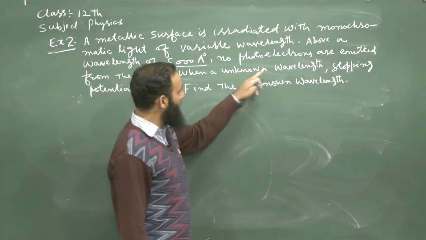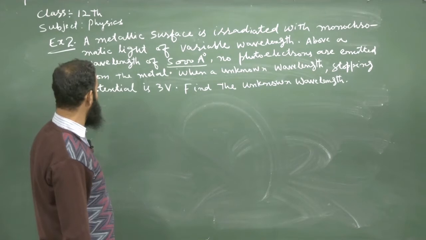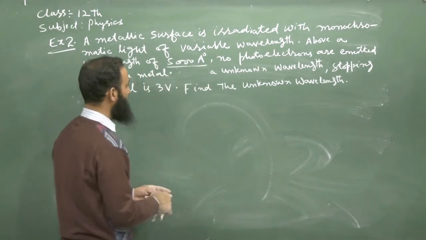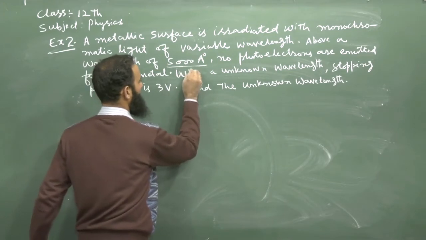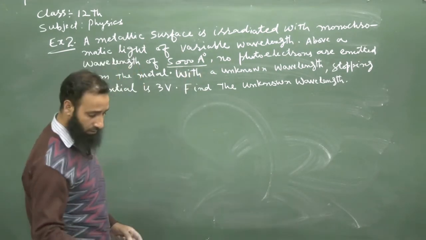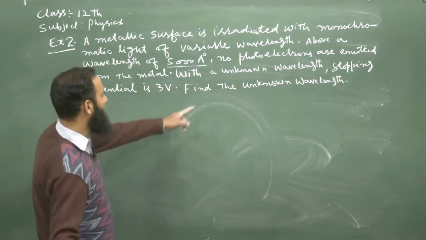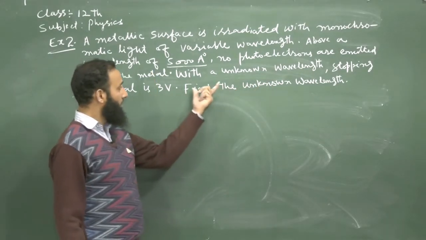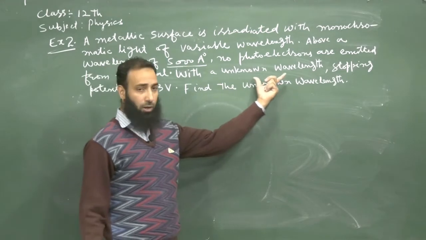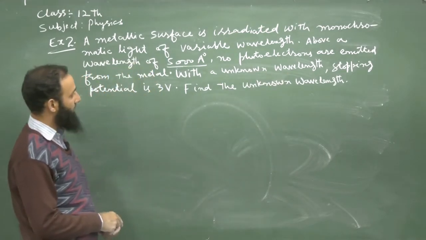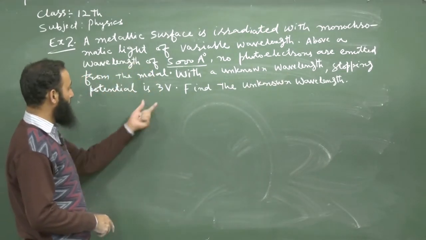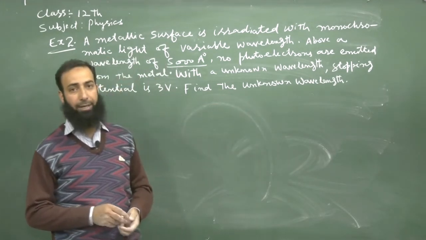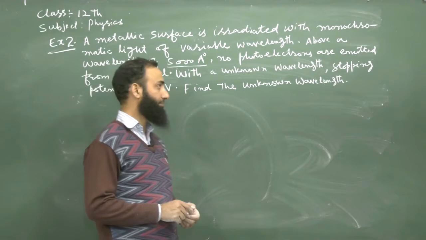When light of an unknown wavelength is made to be incident on the same metallic surface, the stopping potential is found to be 3 volt. Then find the unknown wavelength. You have to calculate the unknown wavelength. Solution.